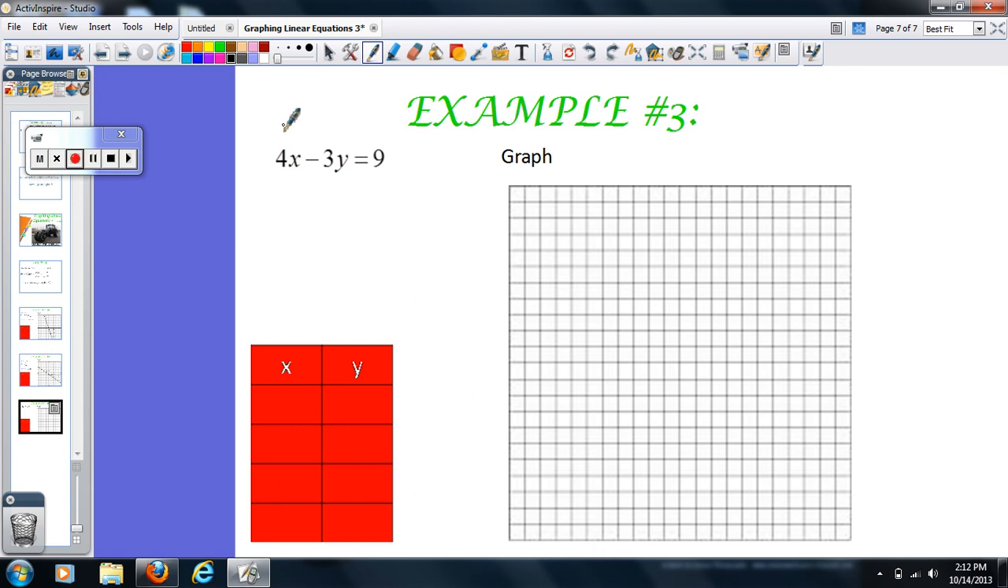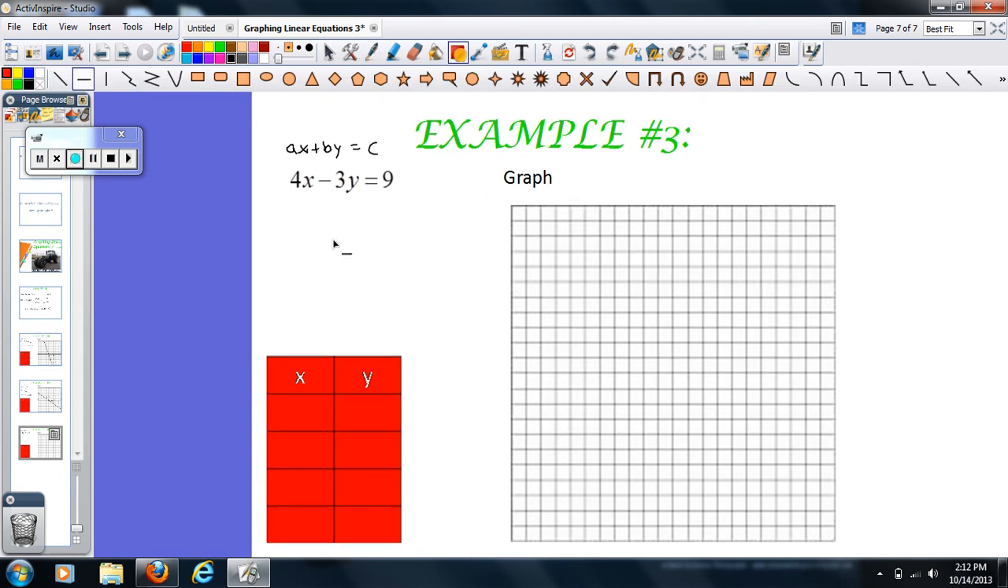Now we're going to go to example number 3, and this is what we call standard form, which we'll get more into when we're doing the equation of the line, but it's ax plus by equals c. In order to graph this, I need to put it in slope-intercept form, which means it needs to be y equals mx plus b.